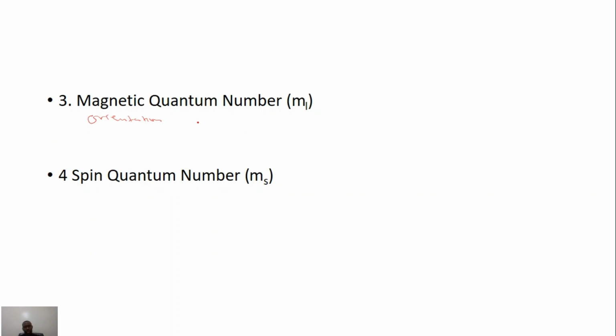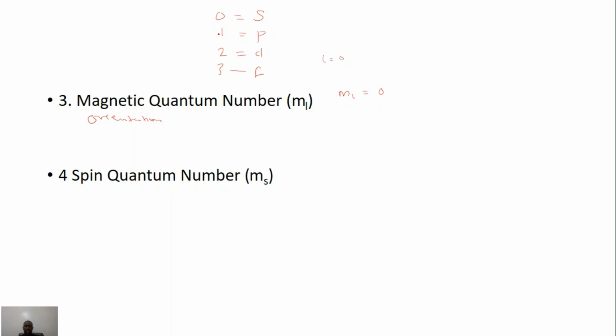The third quantum number is the magnetic quantum number, and this determines the orientation of the electron. Its value depends on the value of the azimuthal quantum number. Recall that we say 0 corresponds to s, 1 corresponds to p, 2 corresponds to d, and 3 corresponds to f. If l is equal to 0, ml will always be 0.